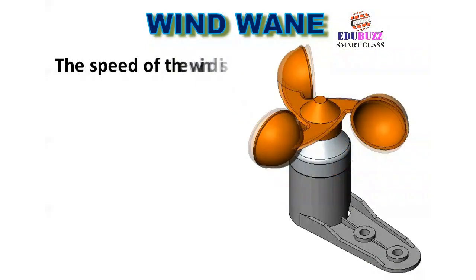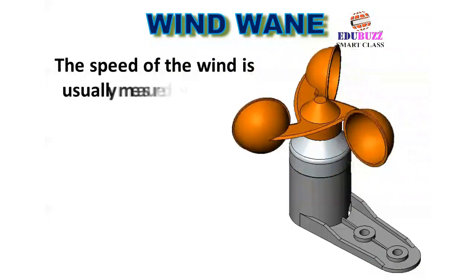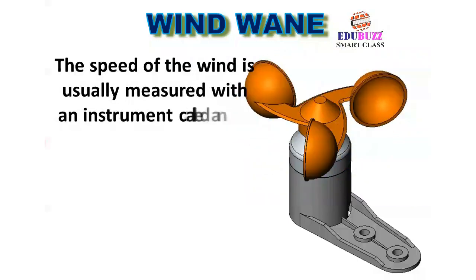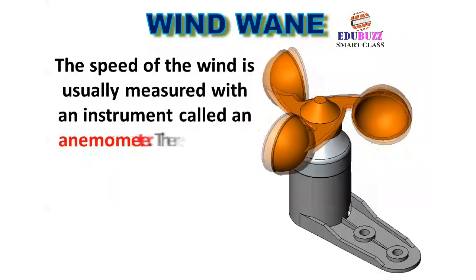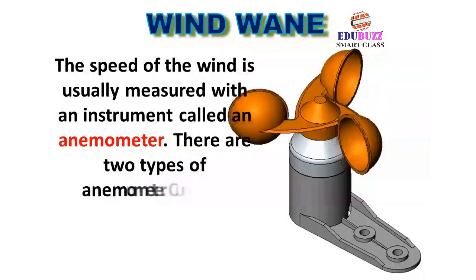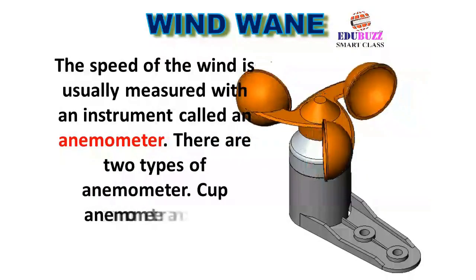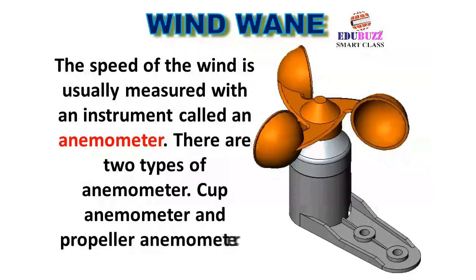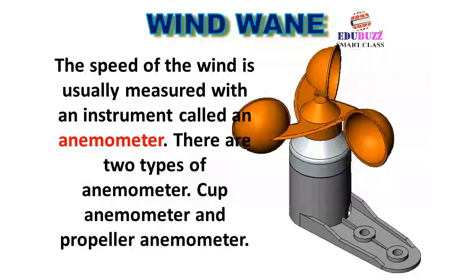The speed of the wind is usually measured with an instrument called an anemometer. There are two types of anemometer: cup anemometer and propeller anemometer.